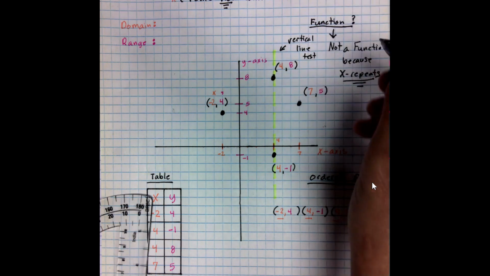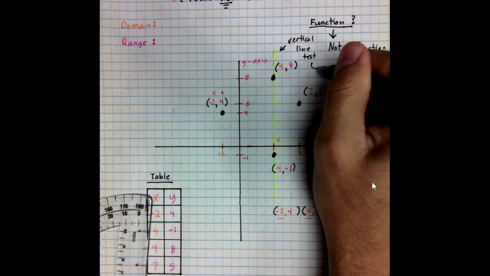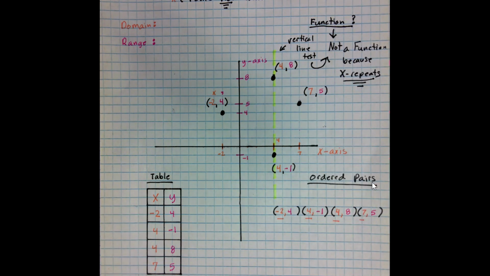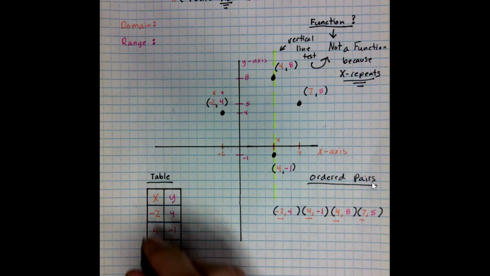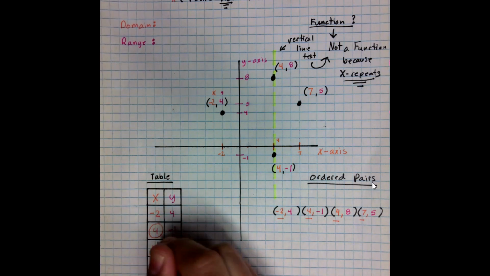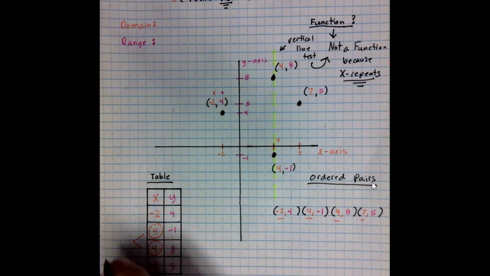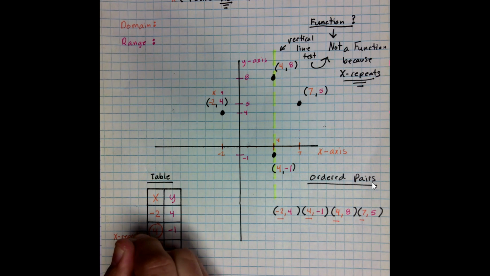And my vertical line test proves that this is not a function because x repeats. Now, I feel like the easiest way to tell that it's not a function, or the easiest format, is in a table, right? Because in this table, we can see very clearly that we have a 4 repeating. So I'm just going to write a note right here. I'm going to put x repeats. Not a function.